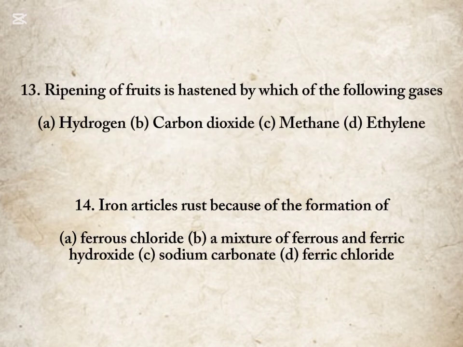Iron. 13. Ripening of fruits is hastened by which of the following gases? A. Hydrogen. B. Carbon dioxide. C. Methane. D. Ethylene. The correct option is D. Ethylene. 14. Iron articles rust because of the formation of A. Ferrous chloride. B. A mixture of ferrous and ferric hydroxide. C. Sodium carbonate. D. Ferric chloride. The correct option is B. A mixture of ferrous and ferric hydroxide.